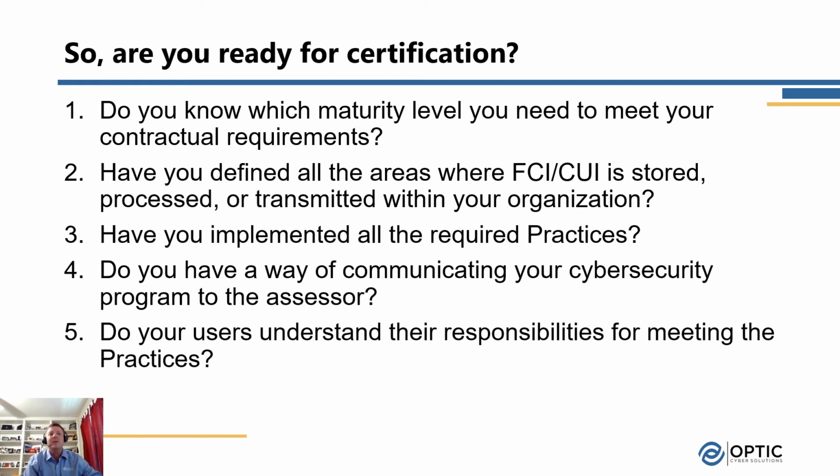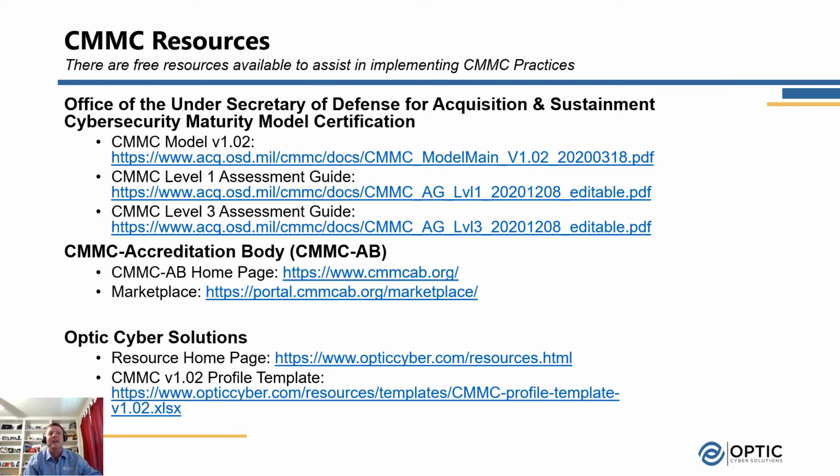Once we've implemented the practices, we have to have a way of communicating or talking to our assessor so that we know how we are going to describe to them what capabilities we've put in place. And then we've also trained our staff, and our staff understand how we are protecting that sensitive information. Once we've achieved these 5 goals, we know we're ready to call a certifier and be successful in our certification.